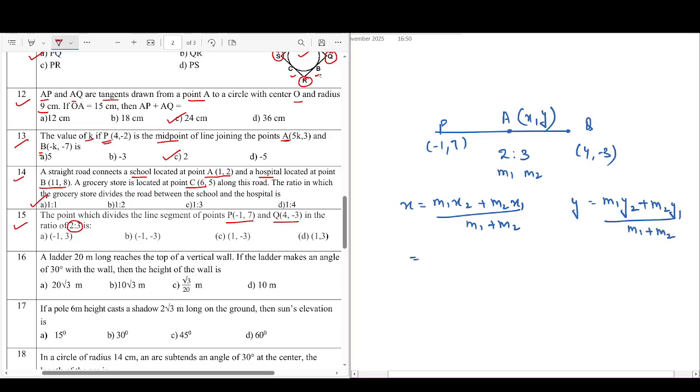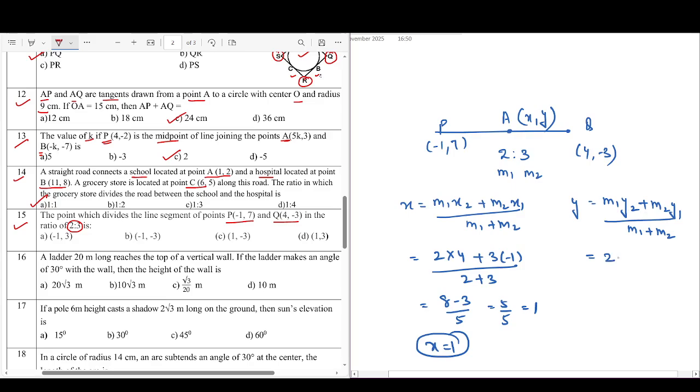So x coordinate we will put the values. M1 is 2, so 2 into 4 plus 3 into -1 divided by 2 plus 3. So we are getting (8 minus 3) divided by 5, that is 5 upon 5, 1. So we got x coordinate as 1. Now here we have y coordinate, again we will put the values. Now we have m1 y2 plus m2 y1.